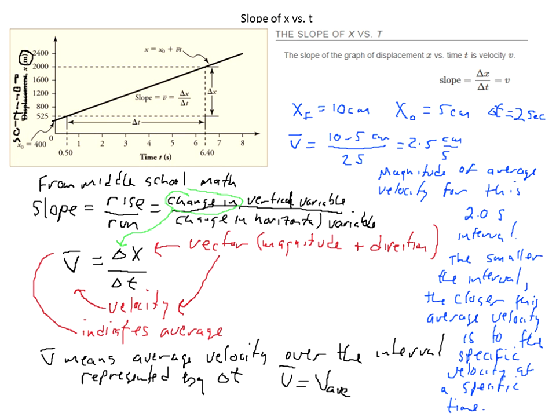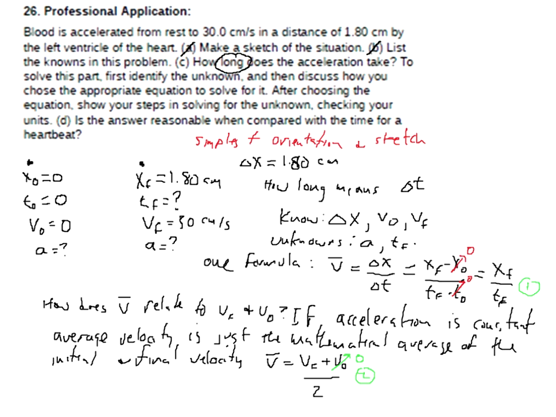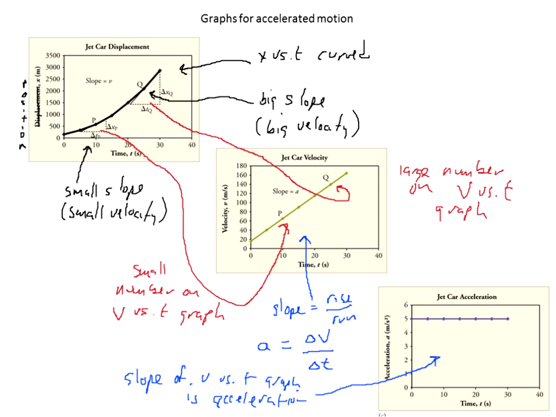So key issues here: the slope of a position versus time graph is velocity. And if the velocity is constant, the position versus time graph is a straight line. In fact, that's how we derive the average velocity equation, from that graph. Then we went over an example to practice our problem solving.